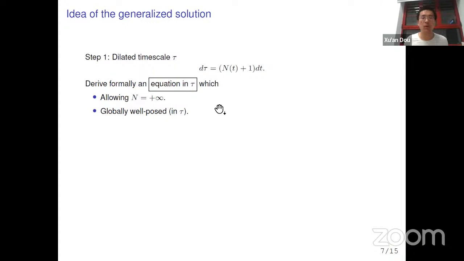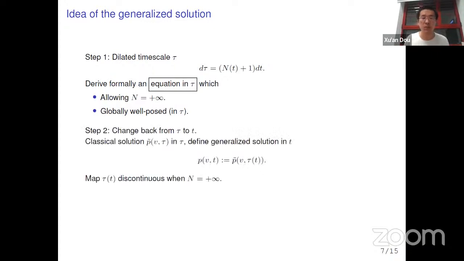We can formally derive an equation in the new time scale tau, which I will show in detail later. But the main points here are that in the equation in tau, the blow up of the fan rate is allowed, and moreover, we can show that the equation in tau is globally well posed in the classical sense. So now we have a classical solution in tau, and we want to define a generalized solution in the original time scale t. To do so, we want to change back from the time scale tau to time scale t. We want to find the change back map tau of t. Once this change back map is found, we can define the generalized solution at time t to be the classical solution at time tau of t in the new time scale.